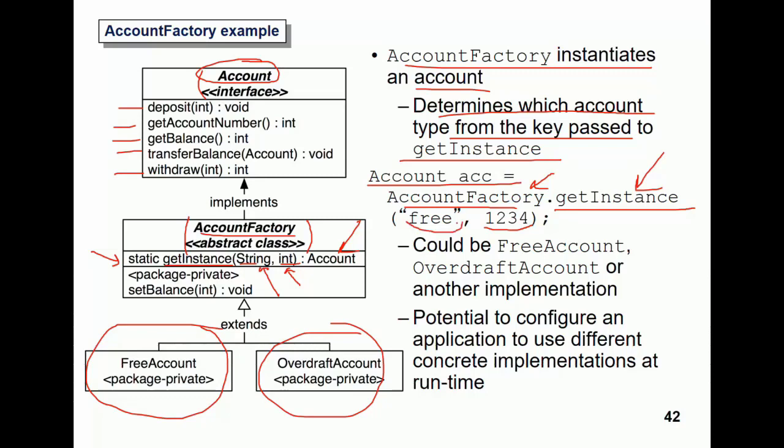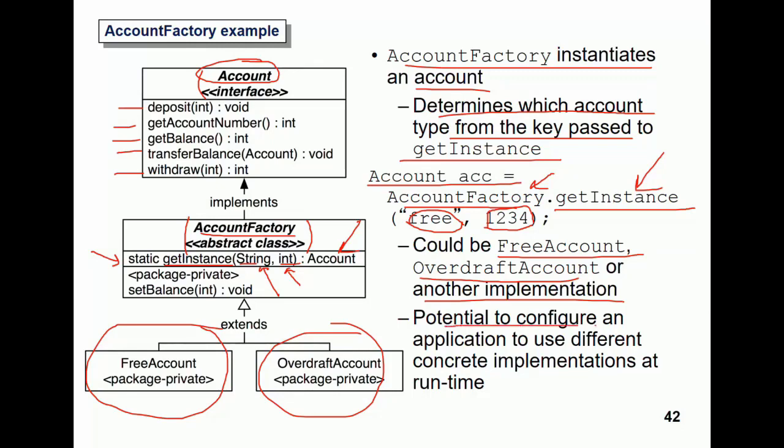We're telling it that we want a free bank account. And I guess within this method, there'll be some kind of if-else statement. It'll say if the string passed is free, then return a free type bank account. If the string passed is overdraft, then return an overdraft type account. So you see how it's being decided at runtime what type of object to return. What could be returned could be a free account or an overdraft or another implementation, depending on what string you actually pass to the factory method, to the getInstance method.